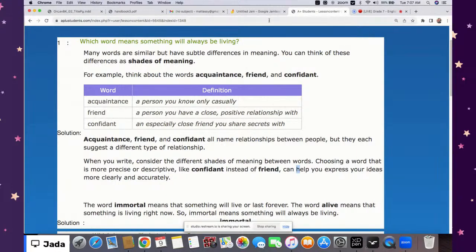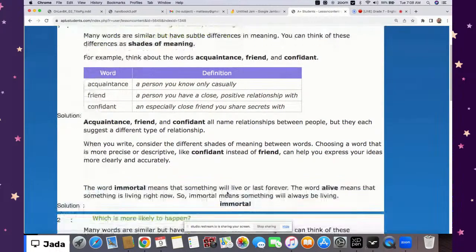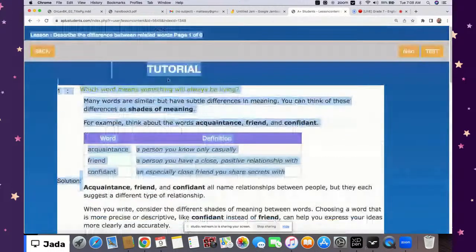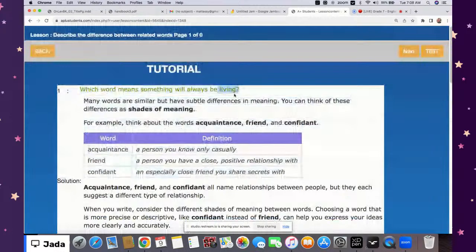Which word means something will always be living? Now, which word means something will always be living? The word immortal will live or last forever. The word alive means that something is living right now. So immortal means something will always be living. So that's the question here. It says which word will always be living. Okay, living like continuing to exist.